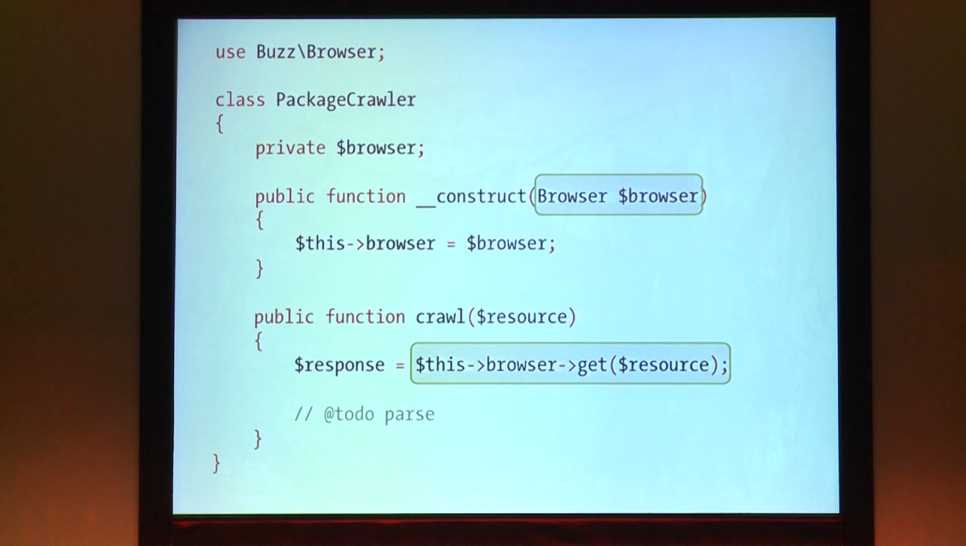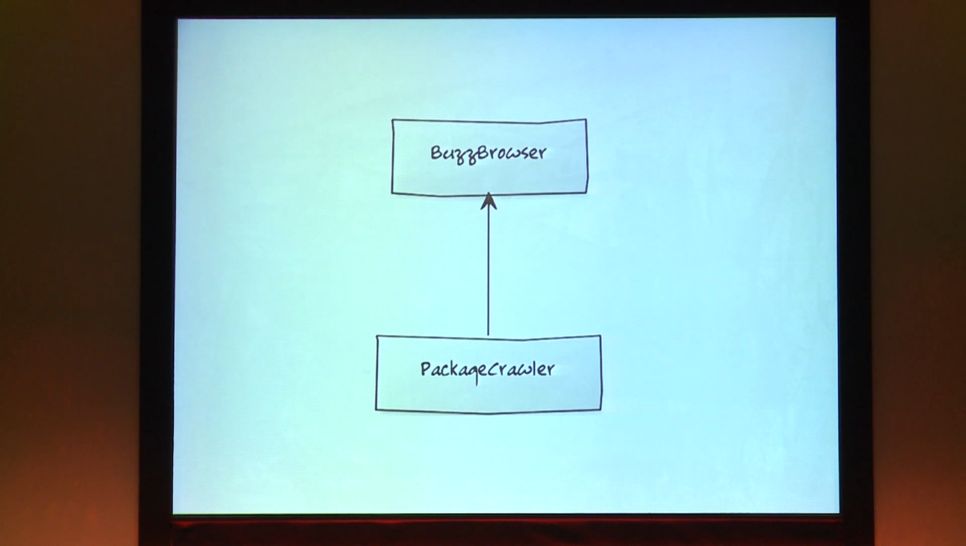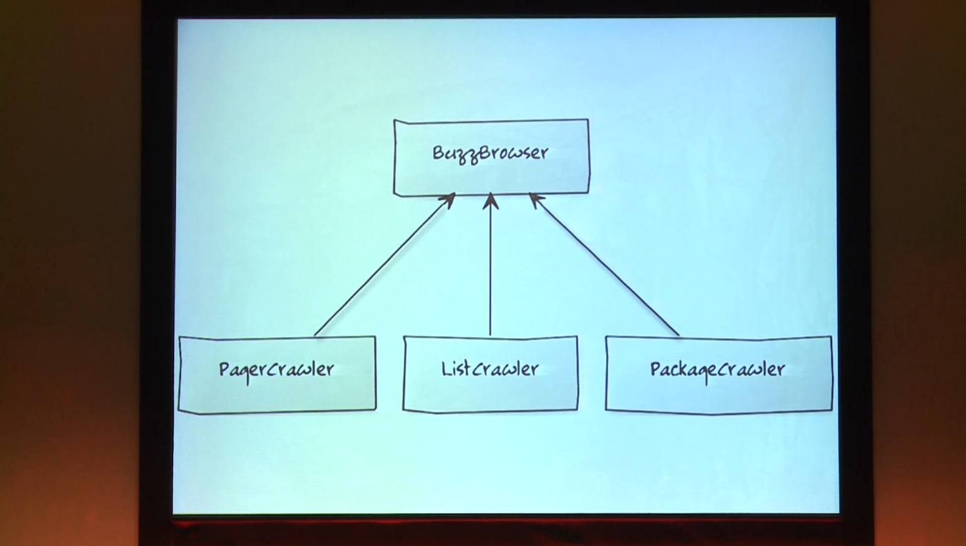I thought I was doing the right thing because I reused a third-party library. I didn't try to reinvent the wheel. I used dependency injection. That's great, right? But what I actually did is that my crawler directly depends on that third-party library. And in the project, I probably have more crawlers, and all of them depend on the same library.